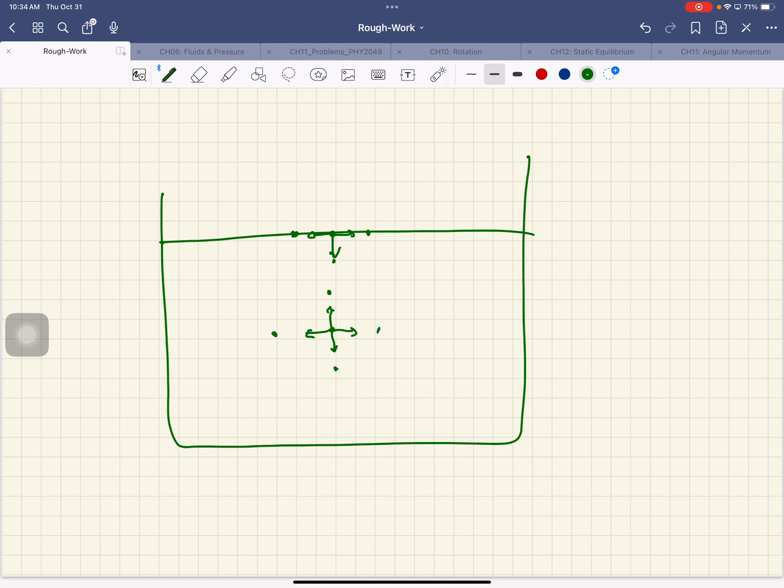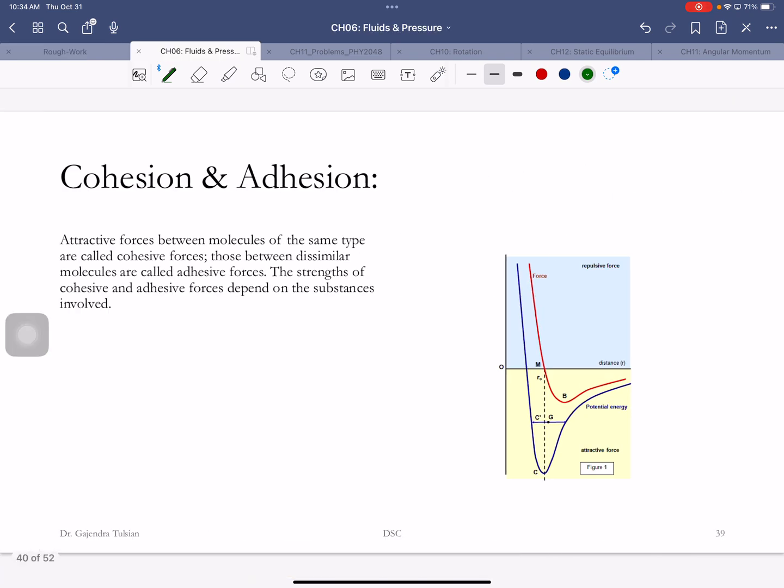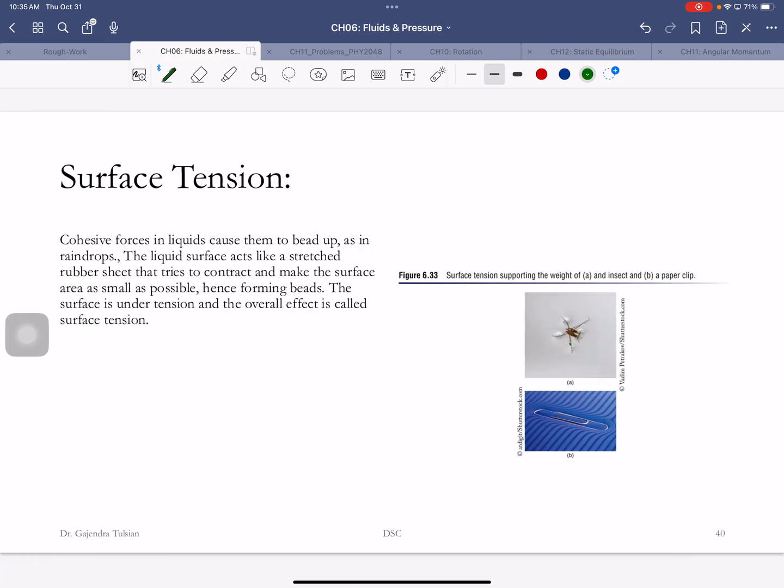So for a given volume of water, the least surface area is that of a sphere. So if you have tiny droplets of water, what is their shape? A sphere. So when raindrops fall, that's why they're spherical. So the surface is under tension. All right, so that's why stuff like this is possible.